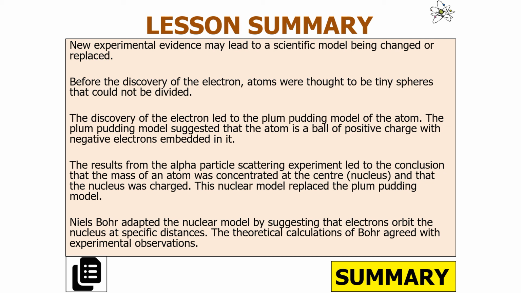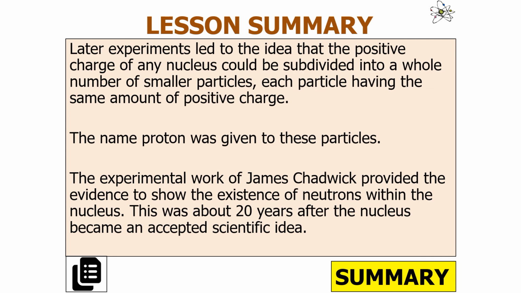This nuclear model replaced the Plum pudding model, and Niels Bohr adapted the nuclear model by suggesting that electrons orbit the nucleus at specific distances. And the theoretical calculations of Bohr agreed with experimental observations. Now, later experiments led to the idea that the positive charge of any nucleus could be subdivided into a whole number of smaller particles, each particle with the same amount of positive charge, which we call the proton. Now, the experimental work of James Chadwick provided evidence to show the existence of neutrons within the nucleus, which was accepted about 20 years after the nucleus had been established in the Rutherford scattering experiment.